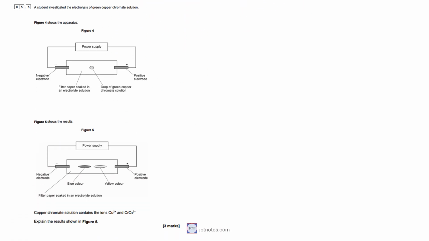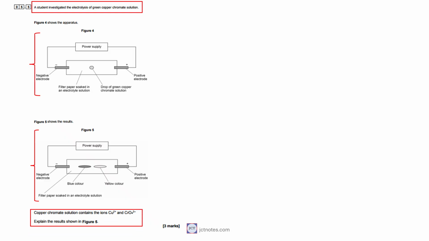Let's move on to question 5.5. A student investigates the electrolysis of a green copper chromate solution by placing a single drop of it onto filter paper soaked in an electrolyte. Figure 5 shows the results after the power supply is turned on. A blue color spreads toward the negative electrode, and a yellow color spreads toward the positive electrode. We are asked to explain these results based on the ions present.